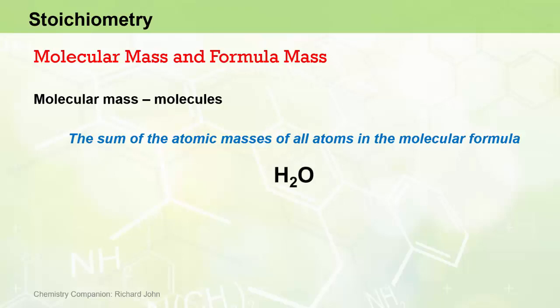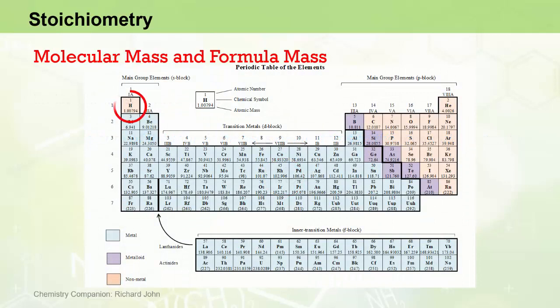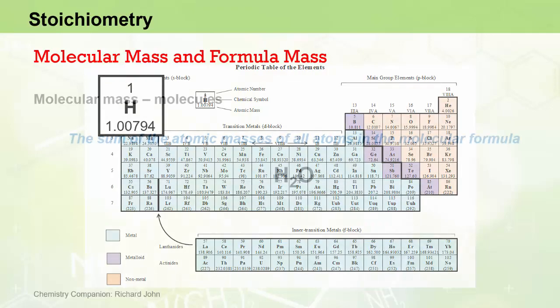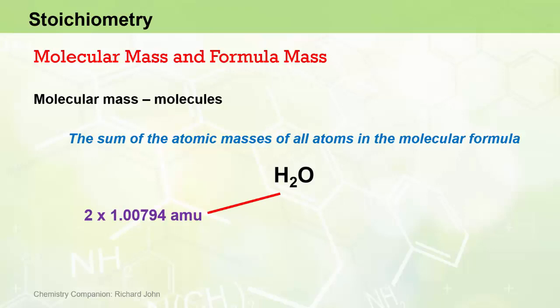In this molecular formula, we recognize that H2O has 2 hydrogen atoms associated with it. We can look up hydrogen in the periodic table at number 1, and we see that again its atomic mass is 1.00794 atomic mass units. So the contribution from those 2 hydrogen atoms is 2 times 1.00794. We can also see that water has only 1 oxygen atom.